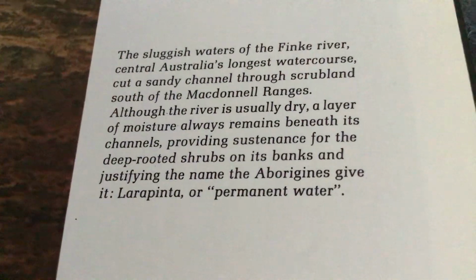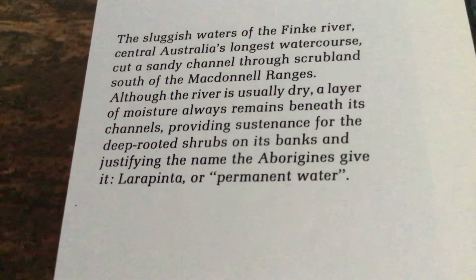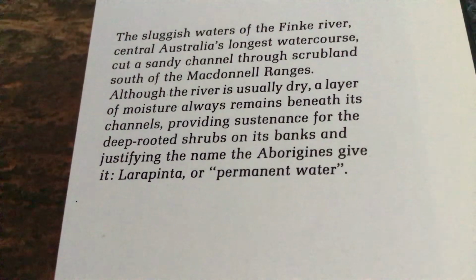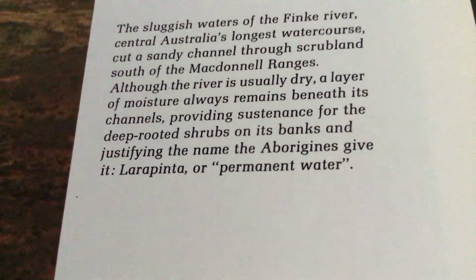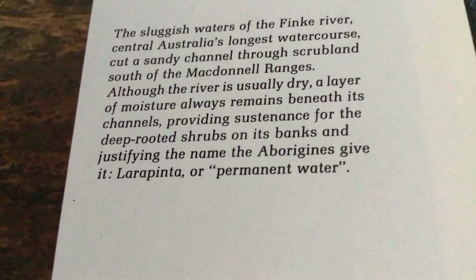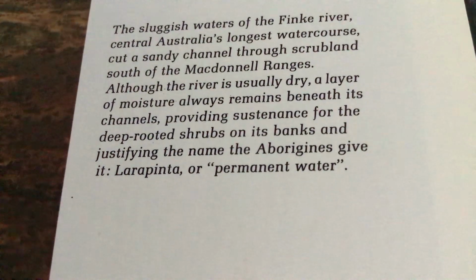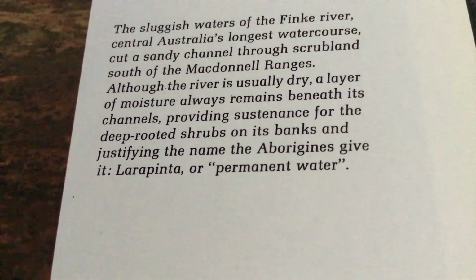The sluggish waters of the Finke River, Central Australia's longest watercourse, cut a sandy channel through the scrubland south of the MacDonnell Ranges. Although the river is usually dry, a layer of moisture always remains beneath its channel, providing sustenance for the deep-rooted shrubs on its banks and justifying the name the Aborigines give it.